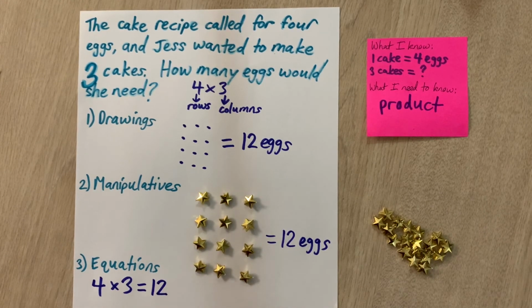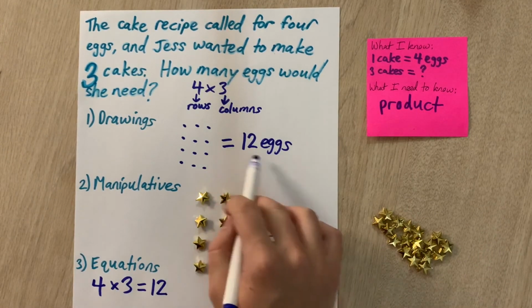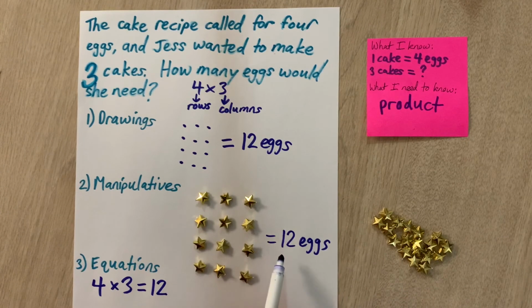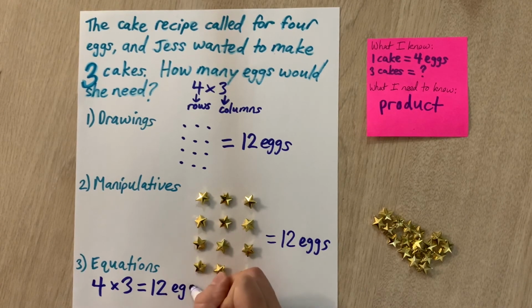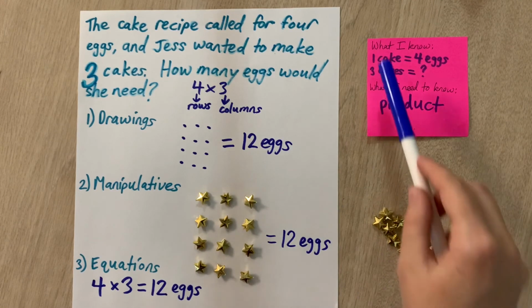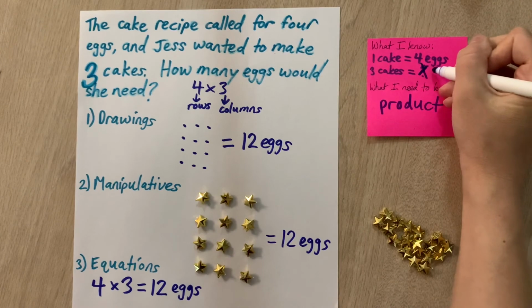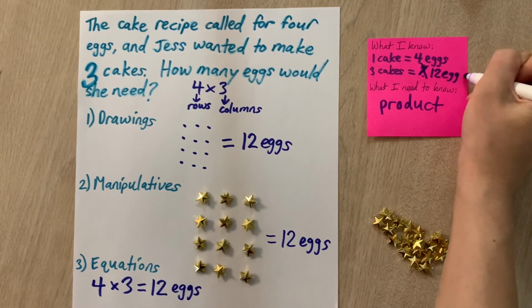And if you don't know your multiplication facts, that's also okay, because from our drawings and manipulatives, we have the answer, which is 12 eggs, counting up all those dots, and 12 eggs, counting up all the manipulatives. So either way, we'll know that 4 times 3 equals 12. And let's make sure to add the unit, which is eggs. So 12 eggs. 4 rows times 3 columns is 12 eggs. So in other words, if 1 cake is 4 eggs, then 3 cakes is going to be 12 eggs. So our product is 12 eggs.